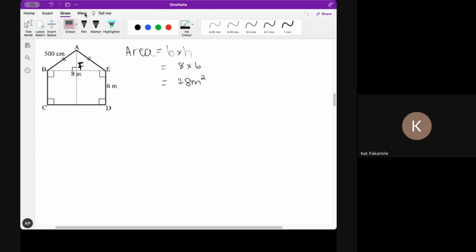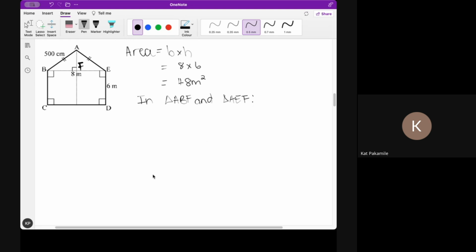Okay, so we can prove these two triangles are congruent. Because there are so many triangles here, I'm going to write: in triangle ABF and the second one, triangle AEF.